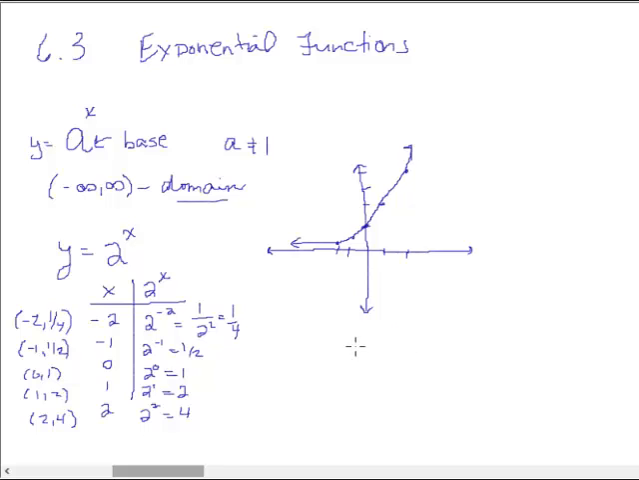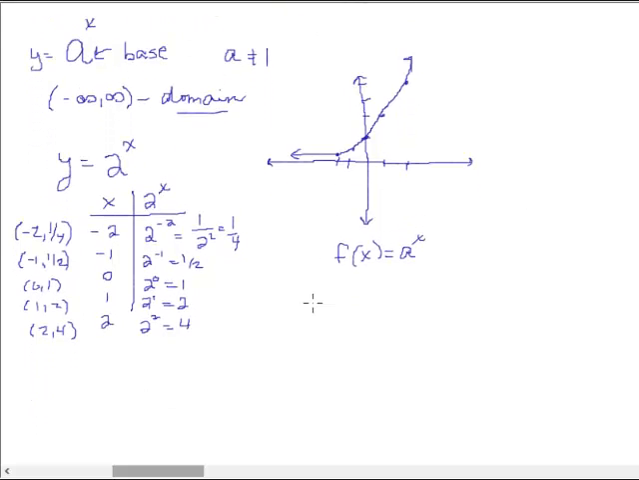If you take a look towards the bottom of the first page, we're going to list properties of graphs of exponential functions, and we'll do this generally. So we'll do this for f of x equals a to the x, again where a can be any real number not equal to 1. We can look at what we figured out with y equals 2 to the x to answer these questions.